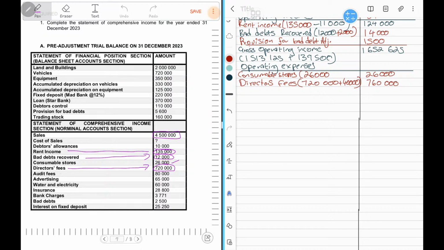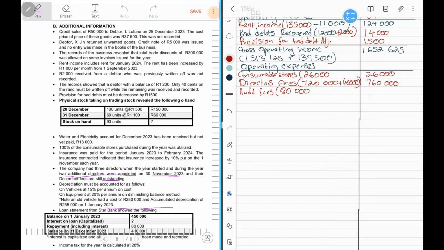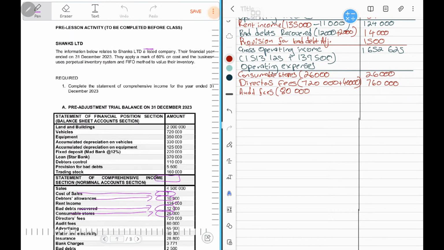Okay, then next one, it will be the audit fees. Now the first step will be to open the bracket. The second step will be to plug the amount. So we're going to record 80,000 here. Then the next step will be for us to check. Now since we went through the information, we don't have any audit fees that are due, so we're going to take it raw as it is. So it will be how much? It will be 80,000.